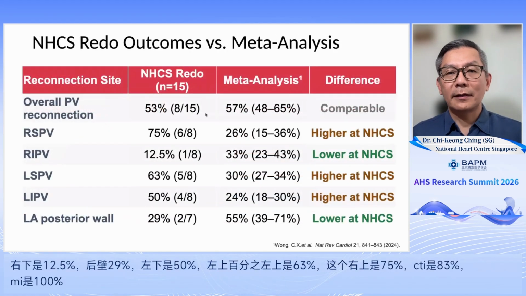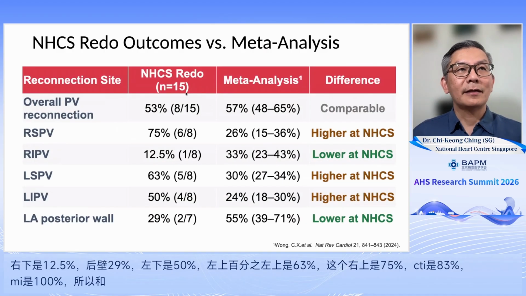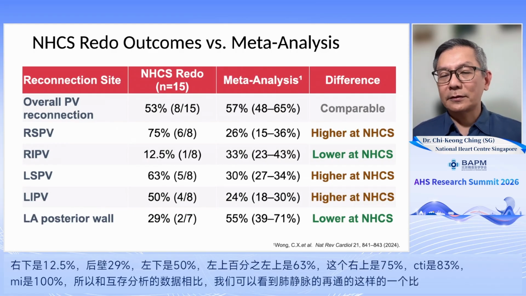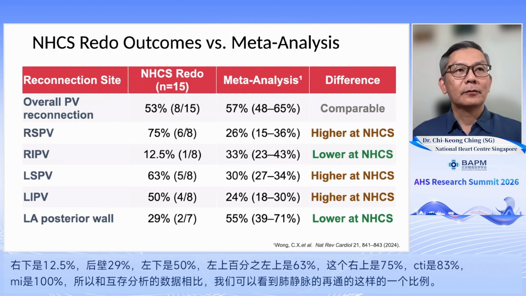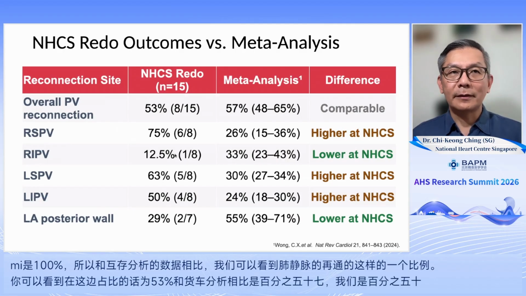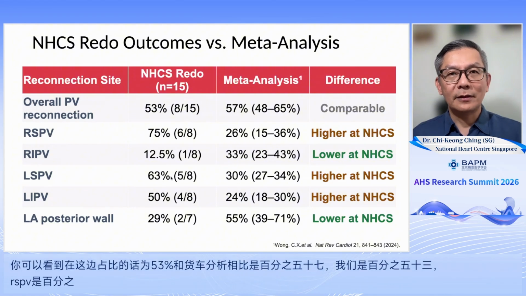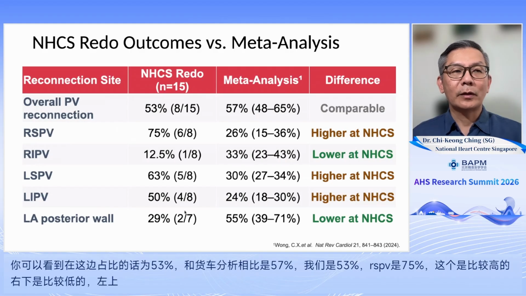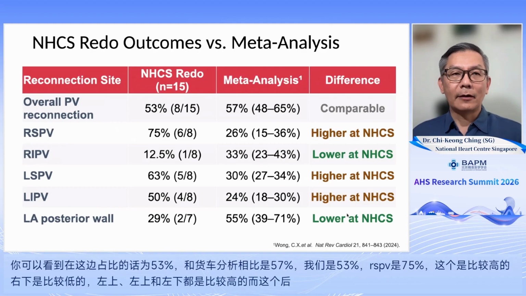Now, compared to what was reported in the literature based on the meta-analysis, the overall PV reconnection rate in N equals 15 was about 53%. 8 out of 15 had PV reconnection, which is comparable to what was reported in the literature. We noticed a little higher rate in our initial series in RSPV compared to what is reported, a little lower in RIPV, higher for LSPV, and higher for LIPV. In the posterior wall, of those who underwent remap, only 2 recurred. It appears to be lower at our center.